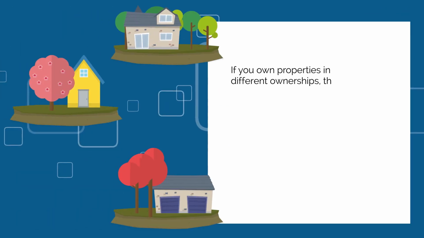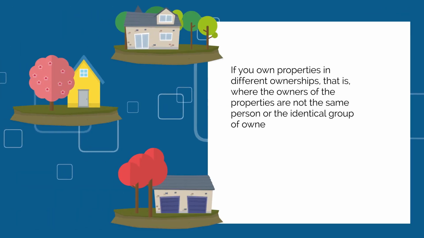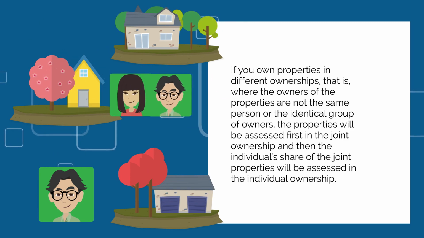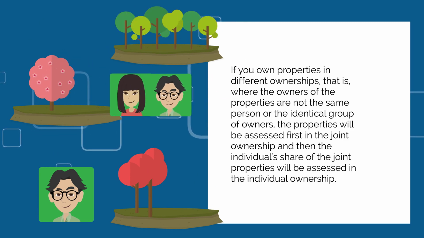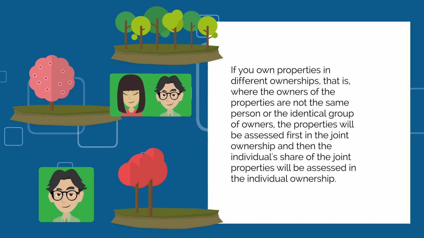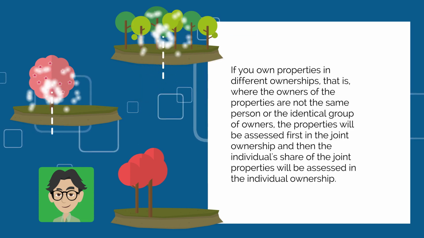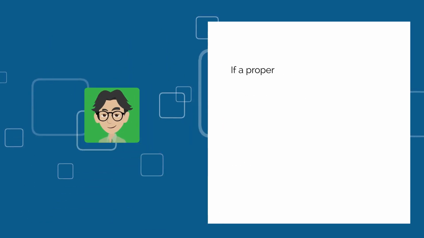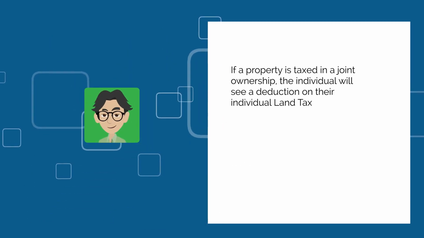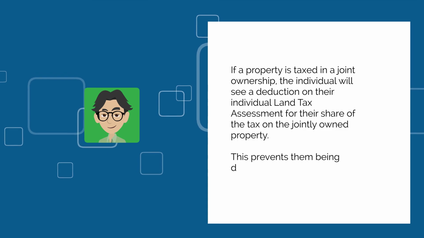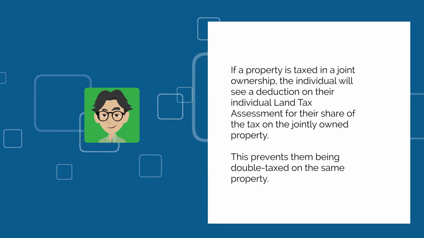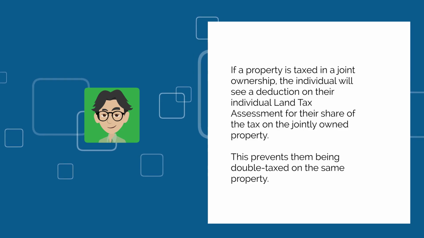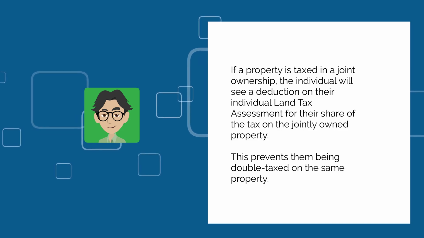If you own properties in different ownerships, that is, where the owners of the properties are not the same person or the identical group of owners, the properties will be assessed first in the joint ownership, and then the individual share of the joint properties will be assessed in the individual ownership. If a property is taxed in a joint ownership, the individual will see a deduction on their individual land tax assessment for their share of the tax on the jointly owned property. This prevents them being double taxed on the same property.